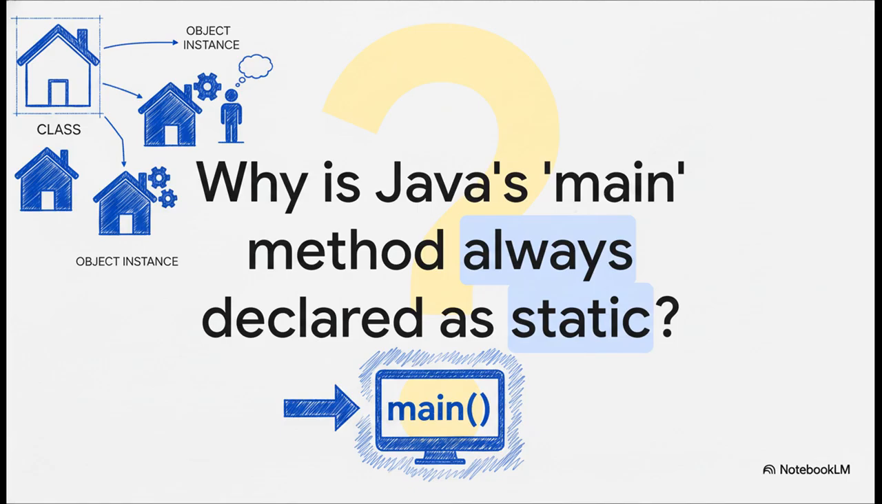I mean, think about it. It's in the very first line of code most of us ever write: public static void main. But why? Why static? For a long time, it just feels like one of those rules you have to memorize, right? Well, I promise you, by the time we're done here, you'll know exactly why it's there, and it's actually going to make a ton of sense.